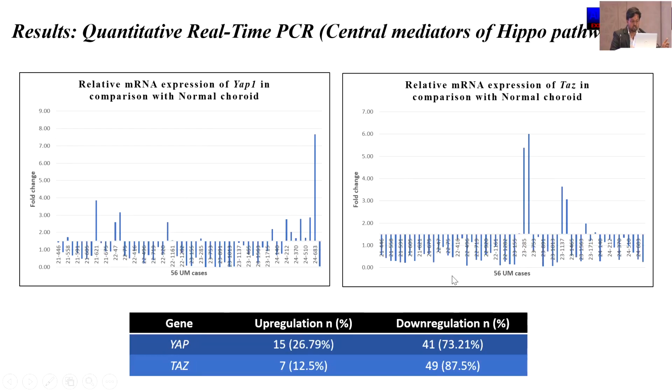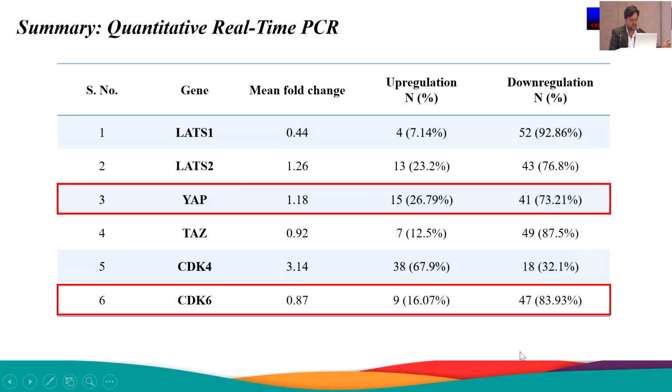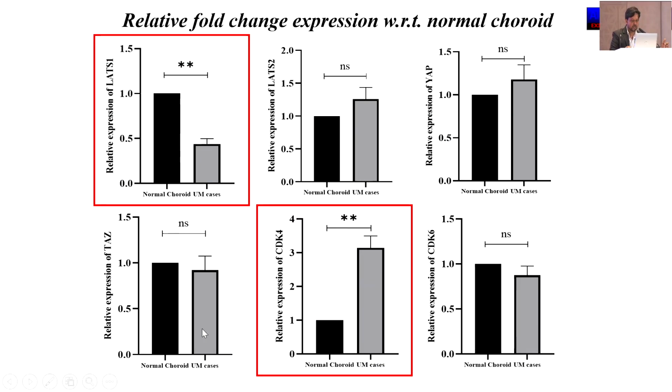Also, YAP and TAZ were downregulated. CDK4 is upregulated, whereas CDK6 is downregulated in these cases. So quantitative real-time PCR showed that more than 70% of cases showed YAP downregulation and CDK6 downregulation.